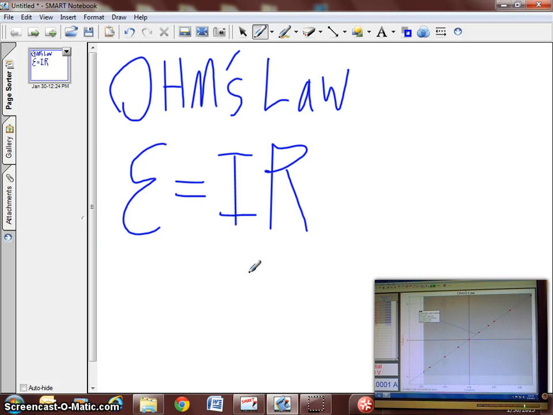So this is Ohm's law. We have this nice linear relationship. This is an ohmic device. The next device I'm going to demonstrate is this diode. This is a very important electronic device for modern electronics.